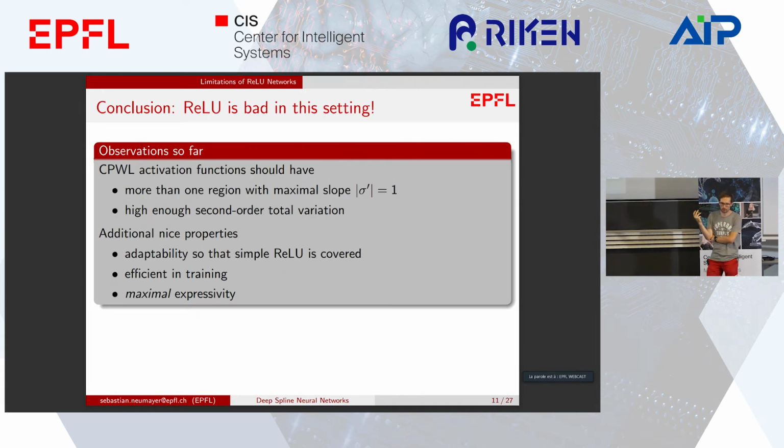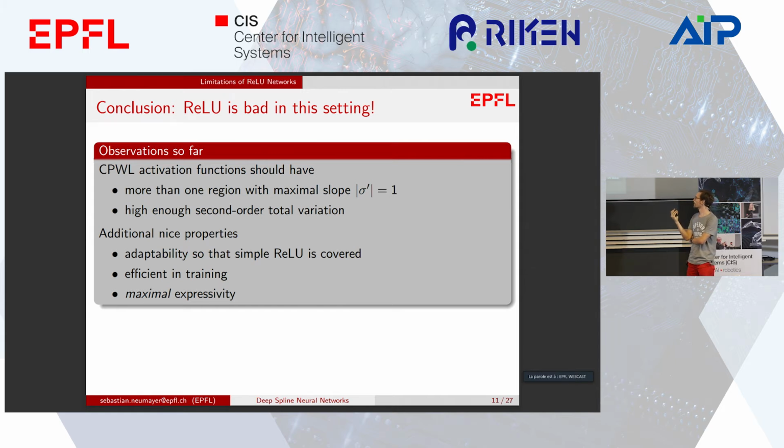So the conclusion so far is that ReLU networks are really not a good choice in our restricted architecture setting. They cannot represent even simple functions, and there are also functions that cannot be approximated. The problem with the approximation is that we cannot approximate functions with a high second-order total variation, but there are a lot of such functions. So we need to come up with other activation functions which circumvent these issues.